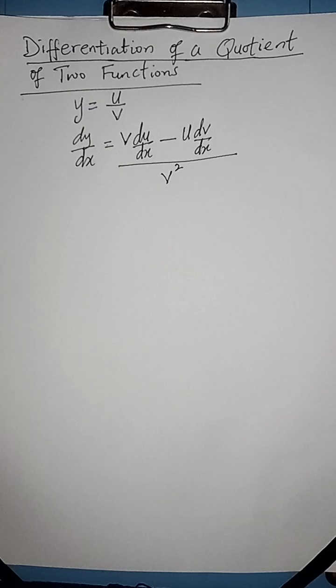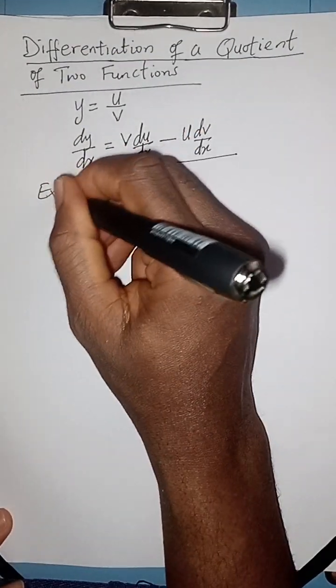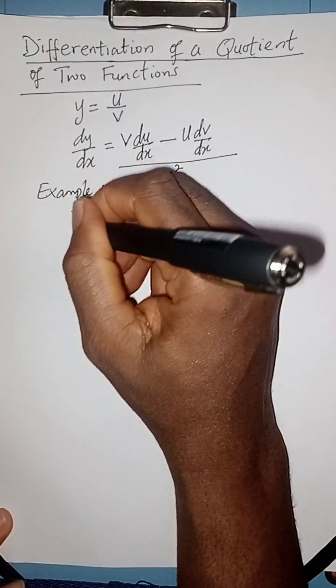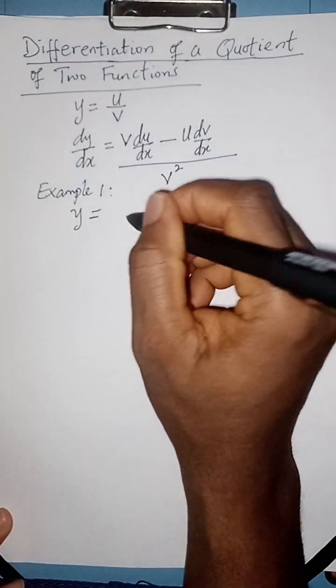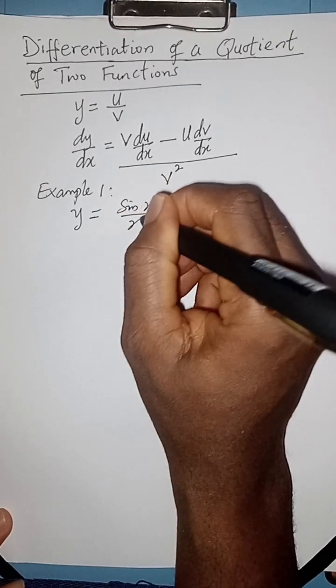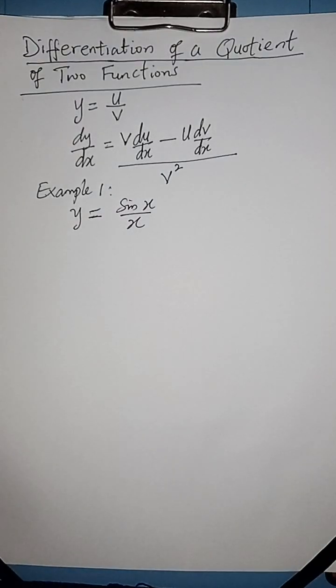Now let's take an example. This is example 1. Let y be equal to sine x over x. So how do I differentiate these two functions?